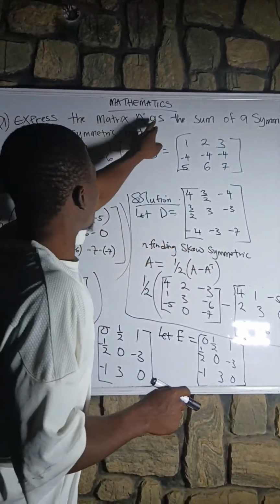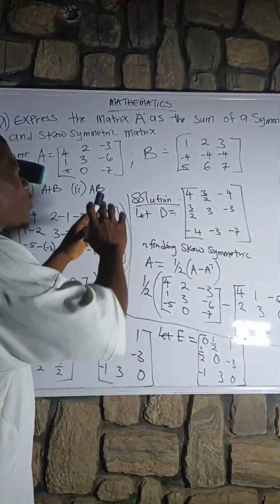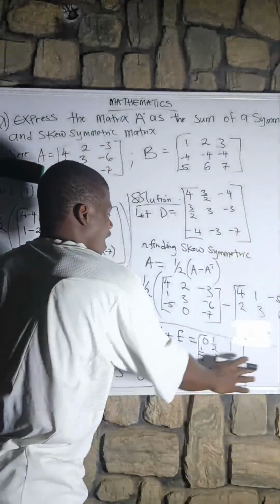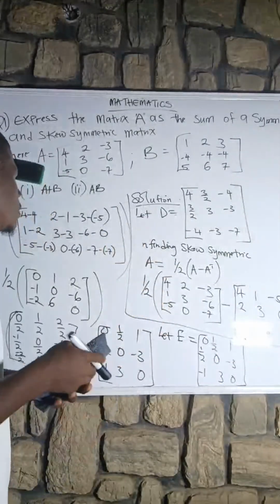Now they ask you to what? Express the matrix A as the sum. As the sum. So that means you are going to add the symmetric and the skew symmetric matrix together. So let's add it together.